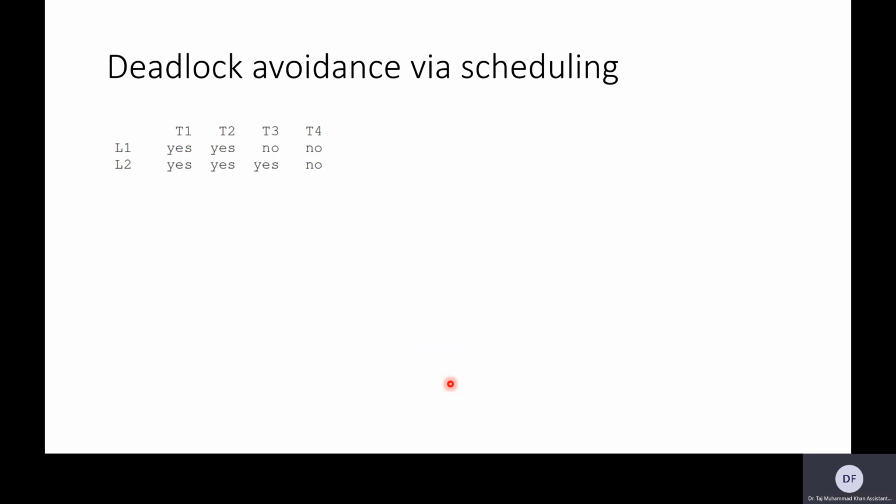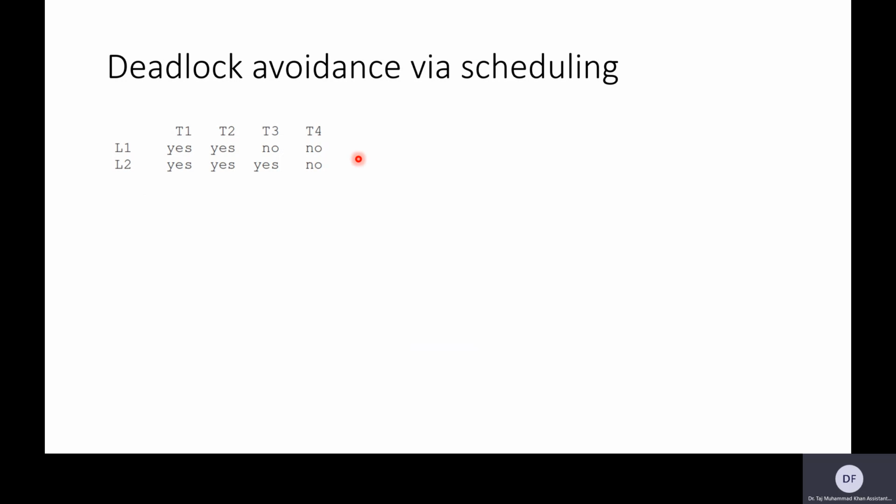Again, deadlock avoidance via scheduling is a technique which is possible only if your scheduler is intelligent enough and has enough knowledge about the threads. So let's say we have 4 threads and 2 locks. This table gives you which thread is using which lock. Here we can see that T1 and T2 both are using L1 and L2. The other threads are not using both the locks. T3 is using only one lock, and T4 is using no lock at all.